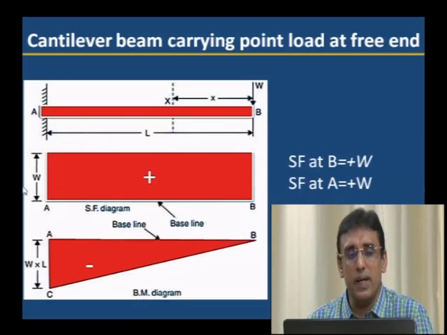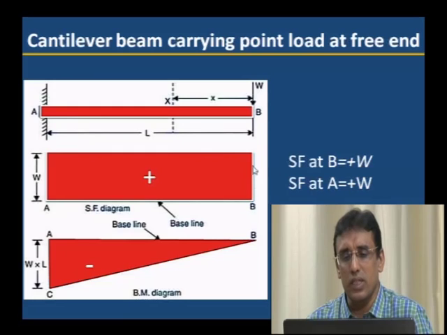What we can observe here is that maximum bending moment occurs at the fixed end, and minimum bending moment occurs at the free end. Similarly, shear force is maximum at the fixed end, and we can also observe that shear force is W at the free end as well.